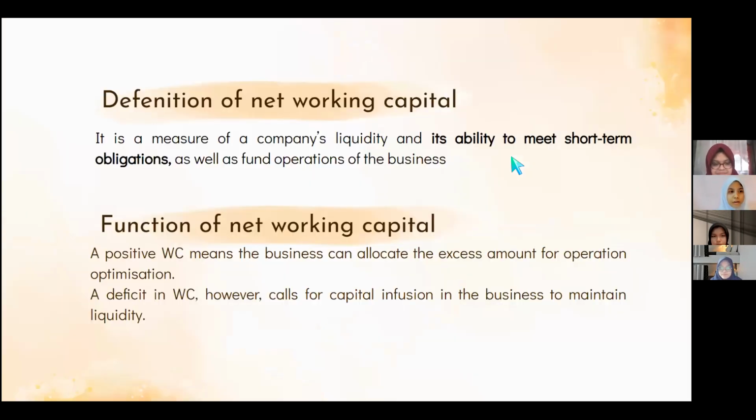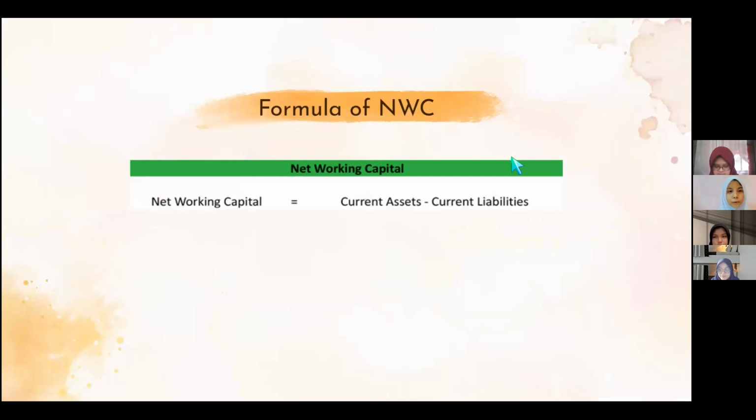Definition of net working capital. It is a measure of a company's liquidity and its ability to meet short-term obligations as well as fund operations of the business. The function of net working capital: a positive working capital means the business can allocate the excess amount for operation optimization. A deficit in working capital, however, calls for capital infusion in the business to maintain liquidity. The formula of net working capital is current asset minus current liabilities.